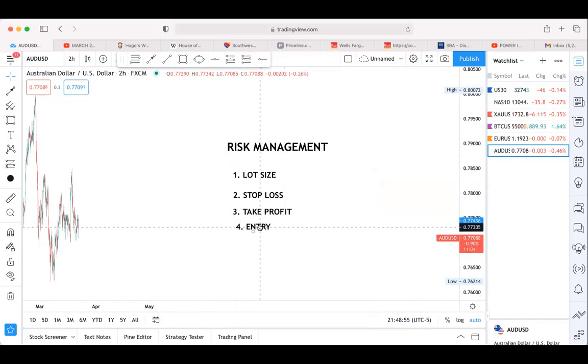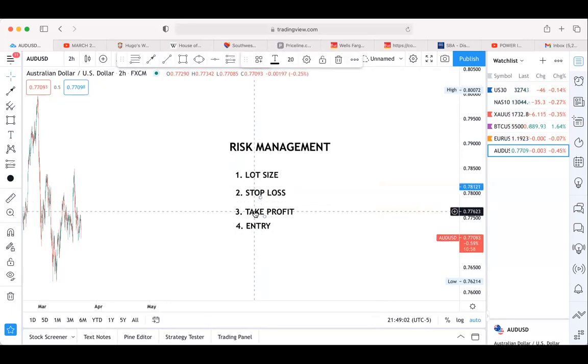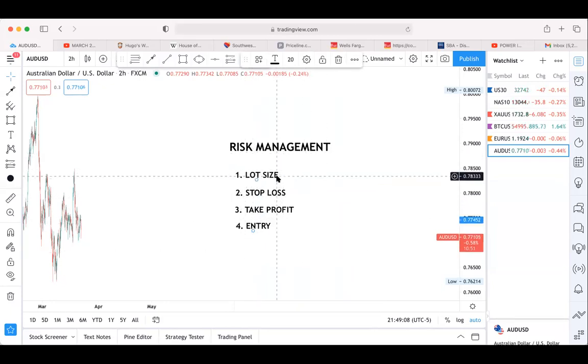And what is number 4? Entry. Now, if I remember any other one, I'm going to let you guys know. But for now, these 4 things, when it comes to risk management, are very, very important.